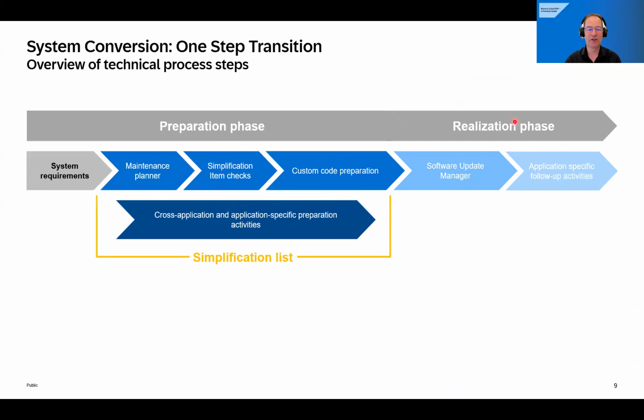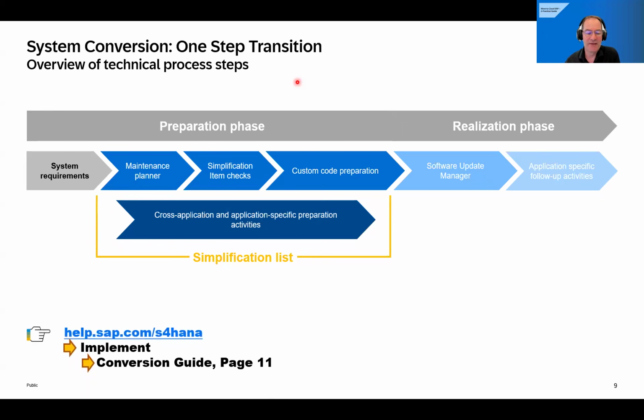As a repetition, what I show you now on this one-step transition is a usual picture that you will also find in the conversion guide. But where do you find the conversion guide? Well, you enter help.sap.com/s4hana. This will always direct you to the latest release of SAP S/4HANA, in this case 2023. Obviously you select the tab Implement, and there you find a link to the conversion guide, and on page 11 you will find exactly this picture that shows we have a preparation phase and a realization phase.